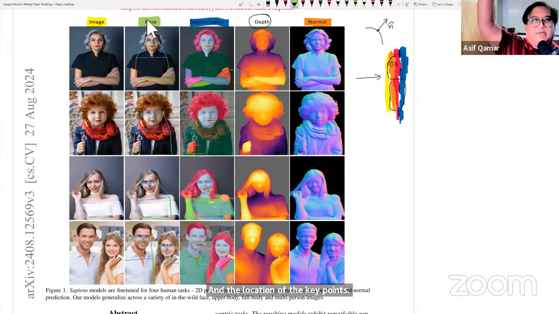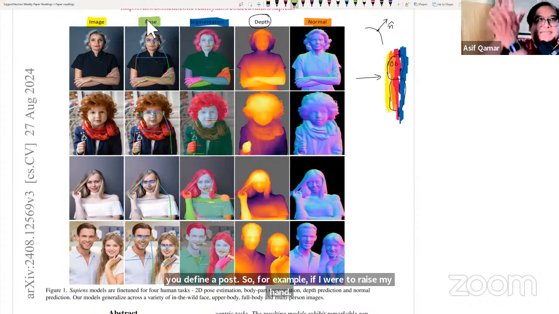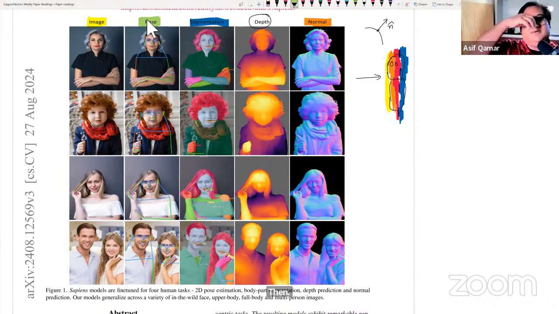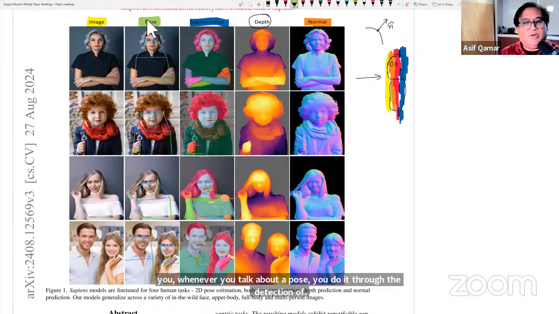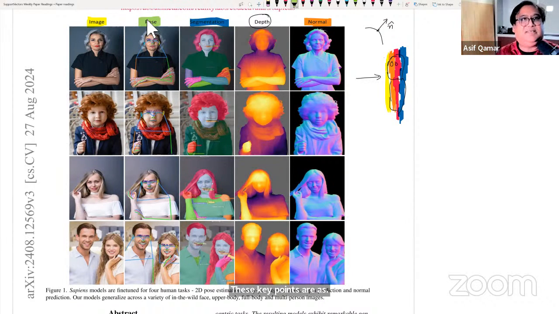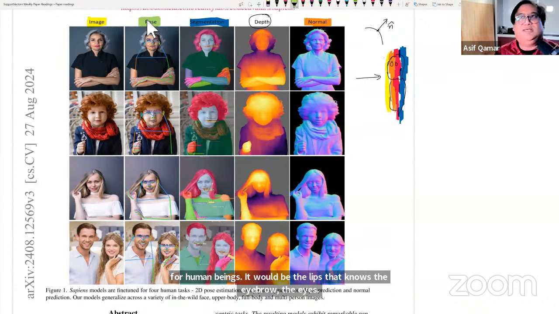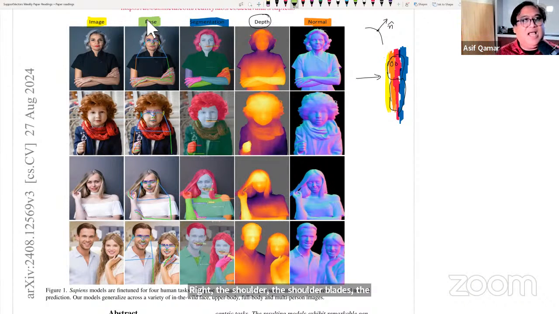So for example, if I were to raise my hand like this, then obviously if there are key points here, its location relative to my nose would change. It wouldn't be below my nose, it would now be above my nose, right? Or to the side of my nose. So whenever you talk about a pose, you do it through the detection of key points. These key points are salient features that you expect in an image, especially for human beings. It would be the lips, the nose, the eyebrow, the eyes, the face itself, right? The shoulder blades, the shoulder position, the hands, where are the hands, and the fingers, and so on and so forth. So they make up your key points of interest.